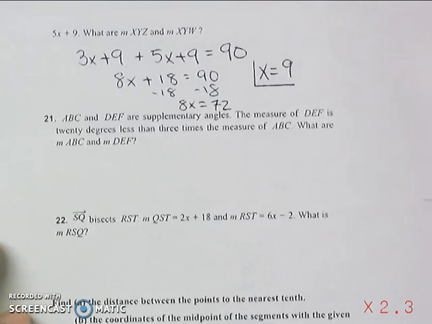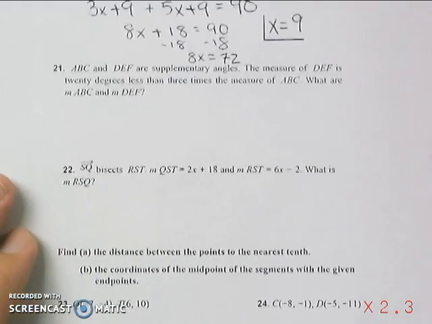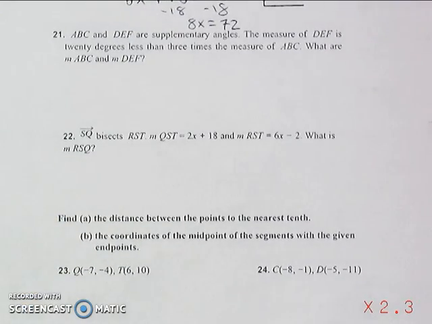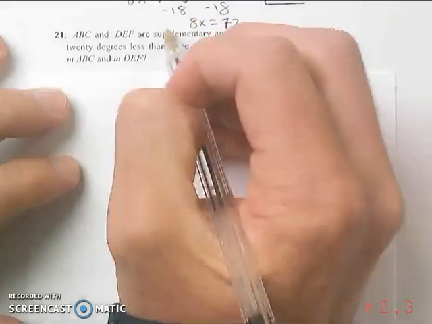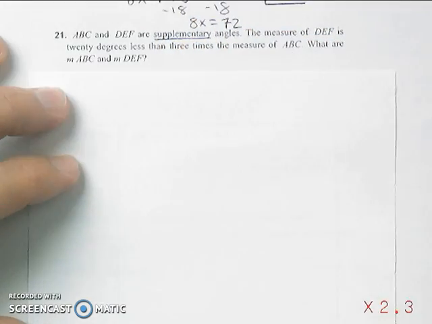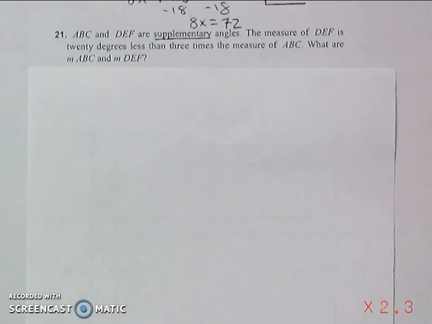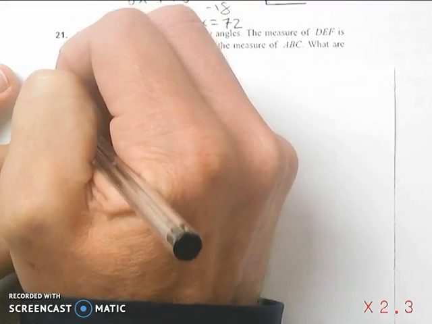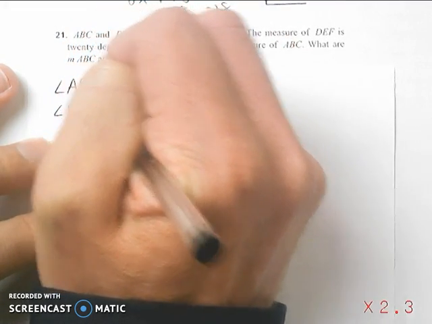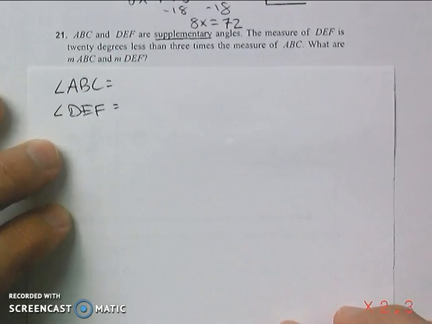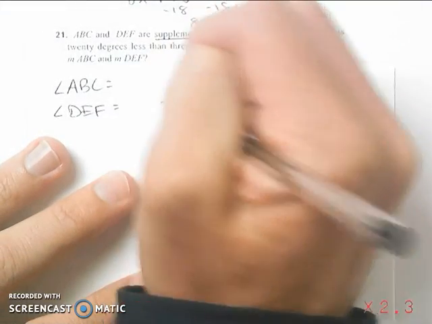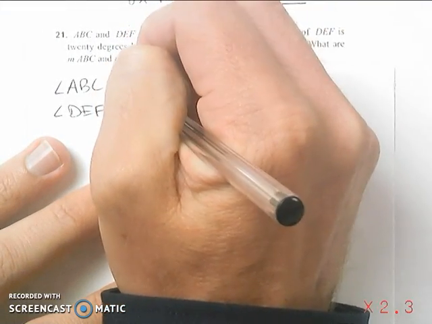Okay, moving on. 21 has given some of us quite a bit of a problem, but basically we just need to know these two angles add up to 180. Supplementary means 180. That's a key word for us. So we need to identify what ABC equals and what DEF equals. This is more of an algebra problem. It says DEF is 20 degrees less than 3 times the measure of ABC. So it's 20 degrees less than 3 times that of ABC.